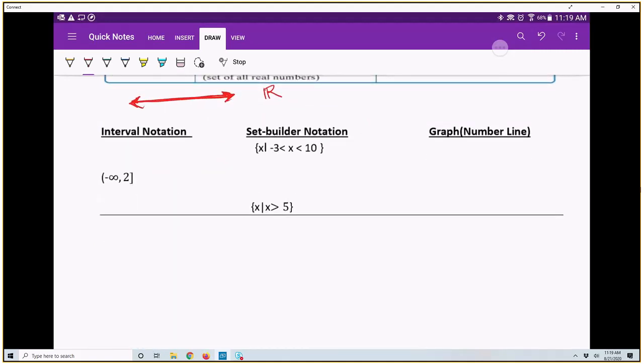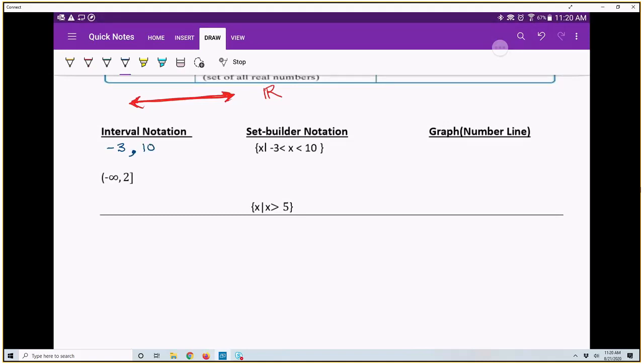Okay, so here are a couple examples where we want to learn how to represent intervals in terms of the interval notation, the set builder notation, and the number line. So we have 3 rows, and we have to fill in the missing columns. The first row, we're given the set builder notation. The set builder notation says we want all x such that -3 is less than x is less than 10. So I know that in terms of my interval, the endpoints are going to be -3 and 10. So we write negative 3 comma 10.